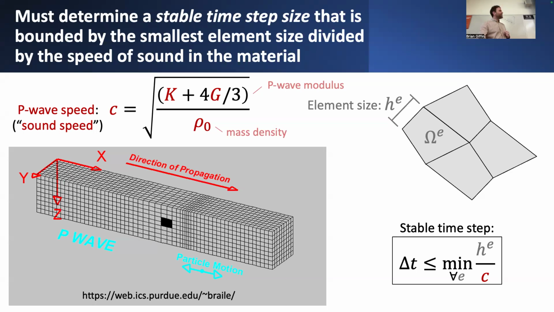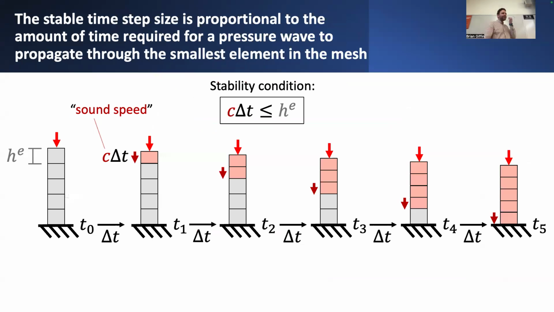But I do also want to point out some of the interpretations behind why we need to impose this constraint. Why do we need to respect this time step limitation for explicit dynamics calculations? Partially it has to do with the speed at which information can travel through the mesh as we go through this explicit time incrementation procedure. And as I mentioned before, the pressure wave speed measures the speed at which some kind of propagating pressure wave can travel through our finite element mesh.